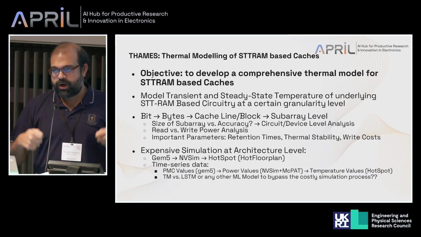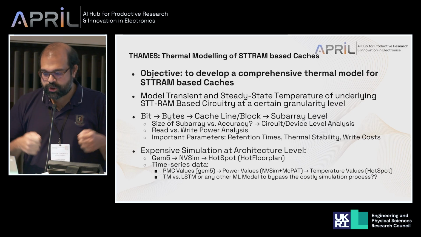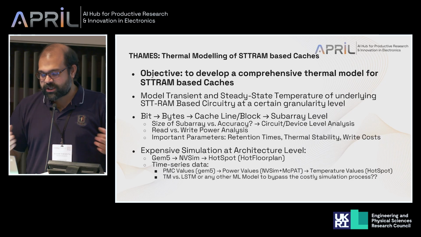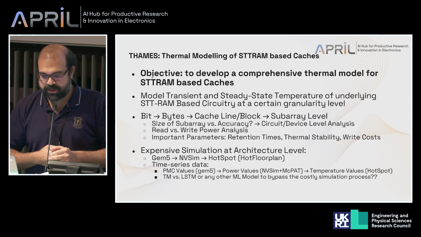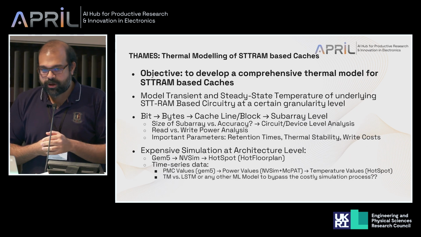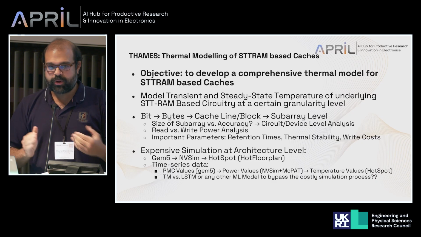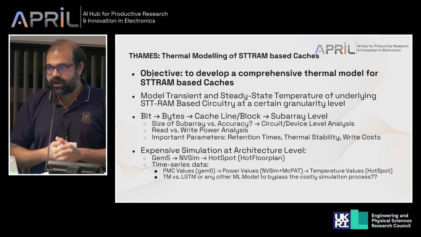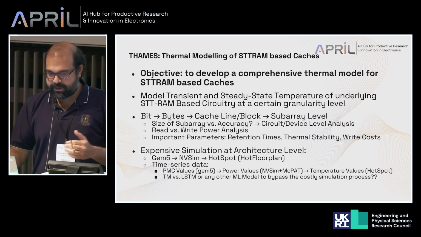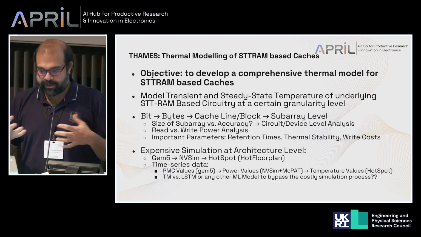So once we have modeled all those things at the bit level, we'll next go to the byte level, that is 8 bits. Followed by that, we'll have the cache line or block level, which we have started with the 64-byte cache lines or blocks. Then the next level will be the sub-array level. Sub-array level means we are considering 2 KB to 4 KB of the cache memory, and for that particular sub-array level, how these things change when you're making the entire cache memory.